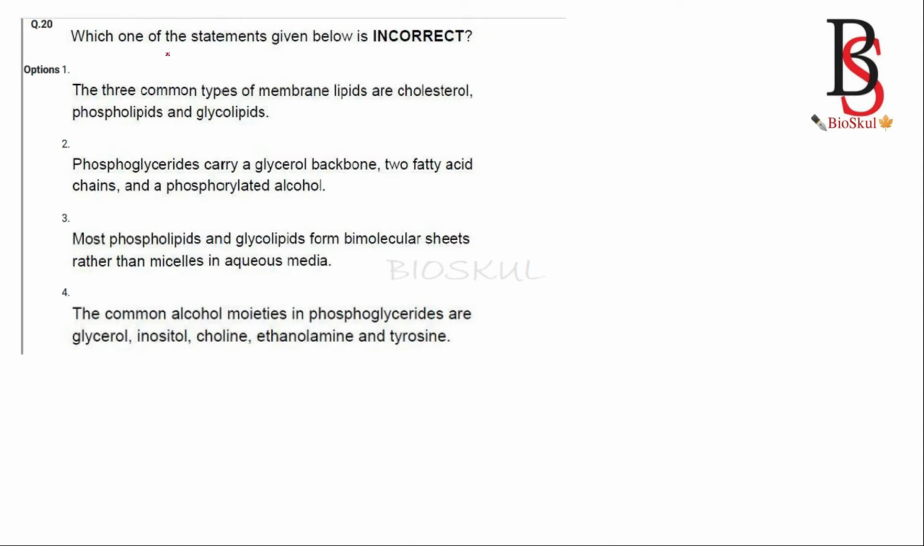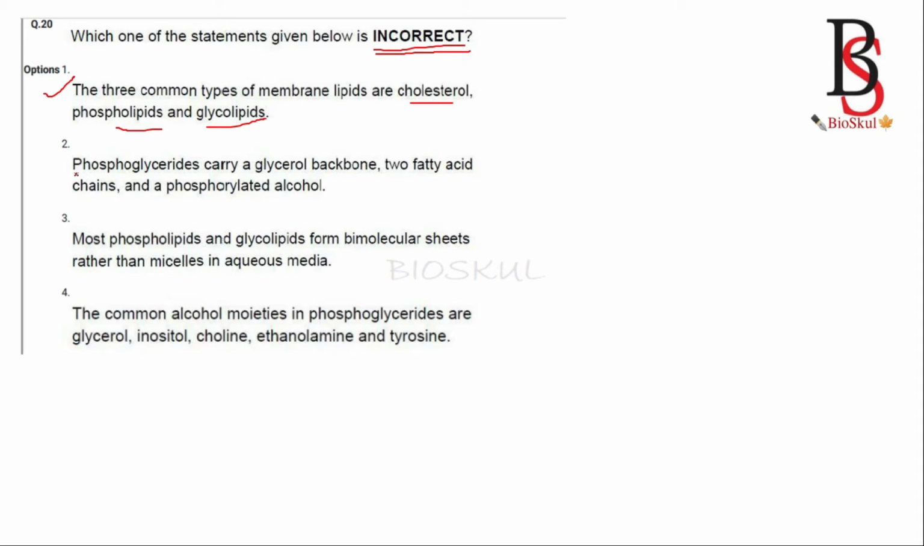Question number 20. Which of the statements given below is incorrect? Okay, so it is asking about which one is incorrect. Let's see the options. The three common types of membrane lipids are cholesterol, phospholipids and glycolipids. We all know that the three common lipids present in the membrane are cholesterol, phospholipids and glycolipids. So this one is correct.